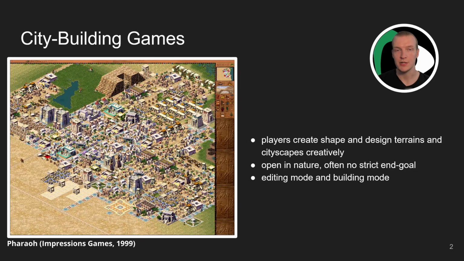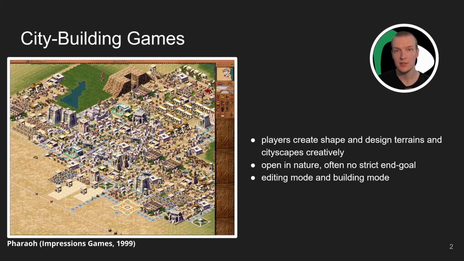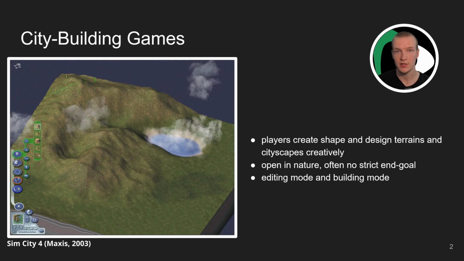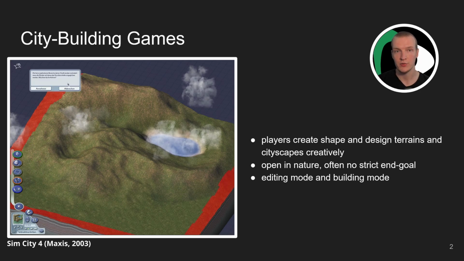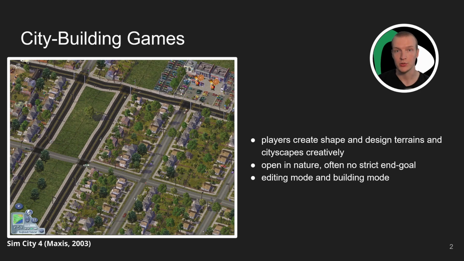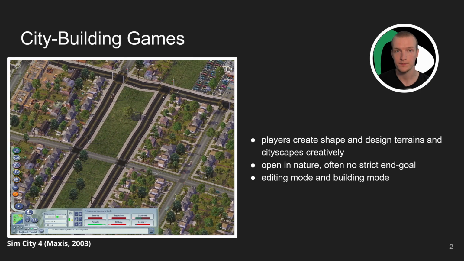In city-building games, players can create, shape, and design terrains and cityscapes in an emergent way of playing, allowing them to express themselves creatively. These games are open in nature and are mostly open-ended, meaning that they do not define an end goal as strictly as other games that are more focused on progression. They come with a variety of mechanics and usually feature an editing mode, where the terrain of a map can be shaped, and a building mode where roads, buildings, plants, and other scene decorations can be placed.